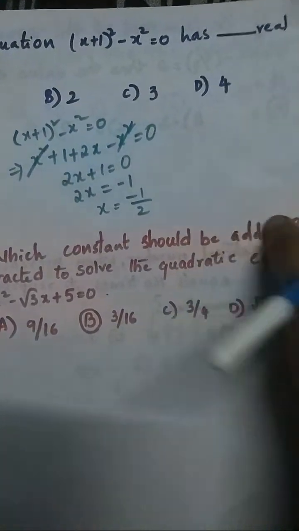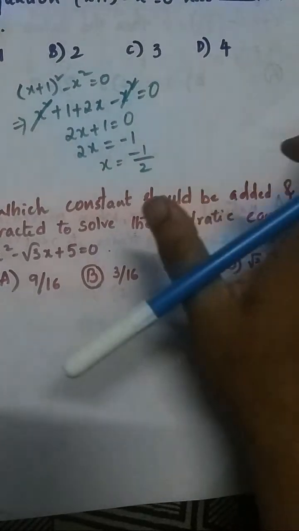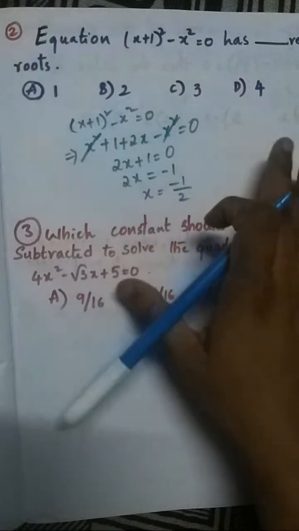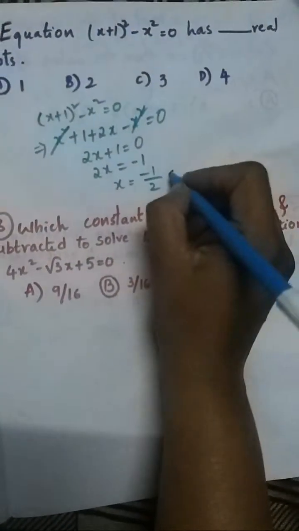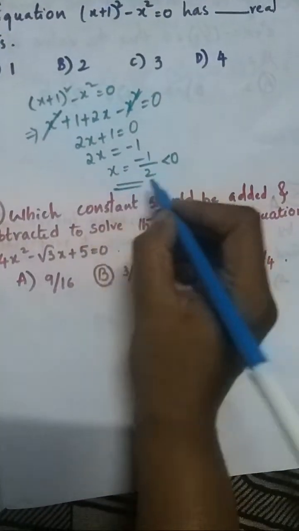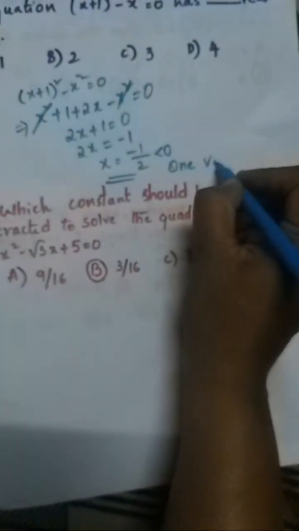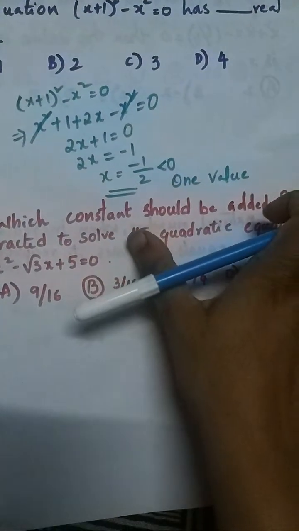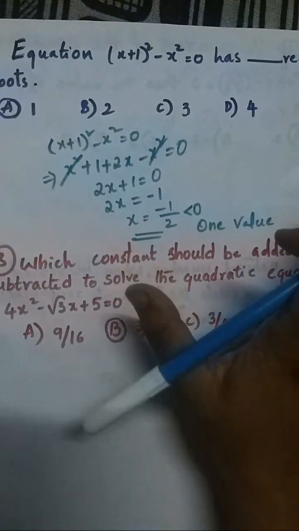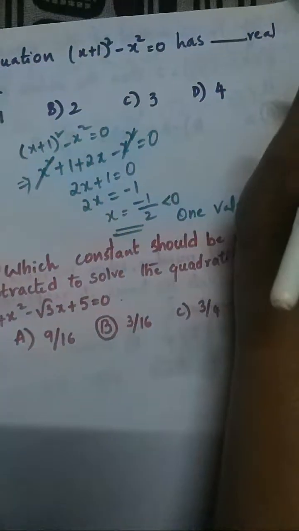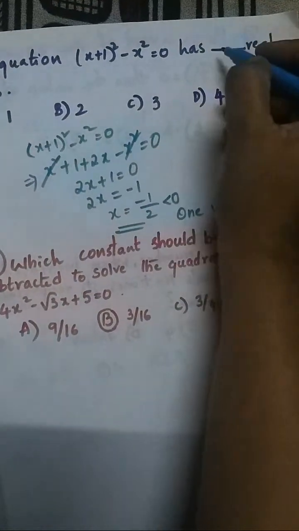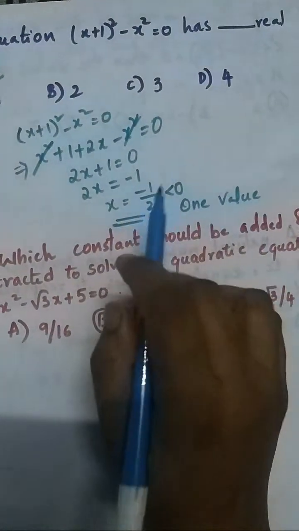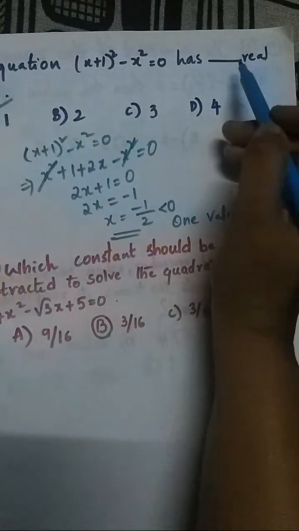So it is the only real value of x. Now minus 1 by 2 is a negative value, it is less than 0. Okay, we got only one value, that is minus 1 by 2. So one real value of x is obtained for this given quadratic equation. Okay, that is option A, option 1. We have only one root. Okay, how many real roots?